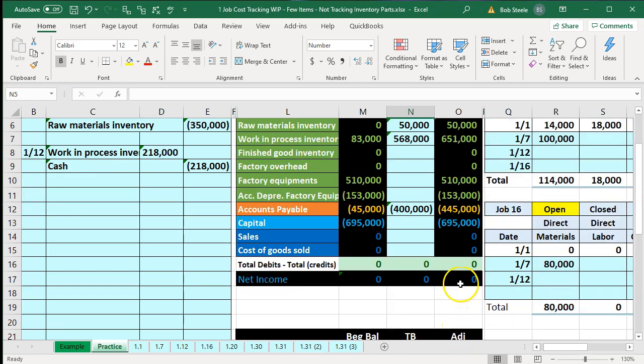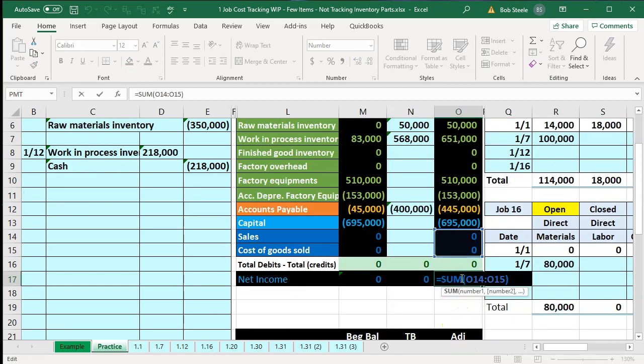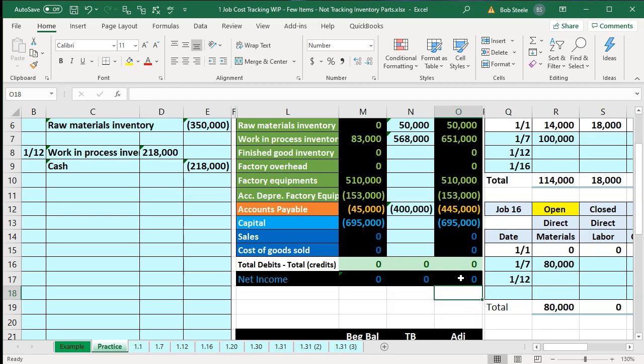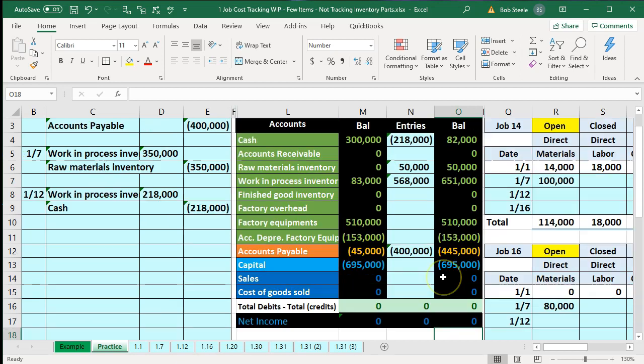Notice there's no effect on the net income from all these transactions. There really will not be any effect on net income until we make the sale at the end of the job under this method here. So now what we've done is done something to the work in process again.